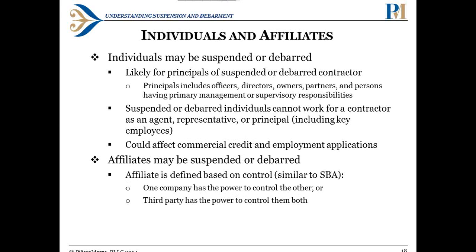Suspension and debarment not only affects the contractor, it can also affect individuals as well, mostly principals of the suspended or debarred contractor, which can include officers, directors, owners, partners, and any kind of key personnel. And those individuals cannot work for a contractor as an agent, a representative, or a principal. So if you're caught up in the web and you're named specifically, what that means is that you won't be able to escape it by going to a separate contractor. That'll affect you if you try to get employment with another contractor. They'll ask about that kind of thing.